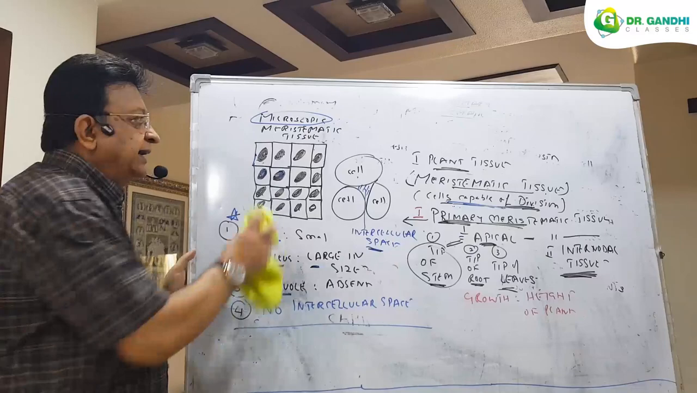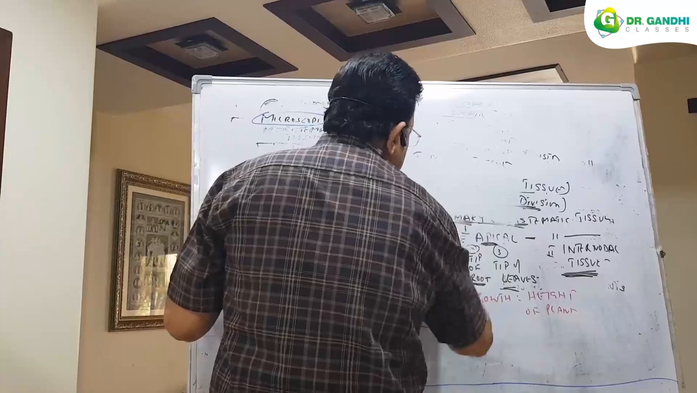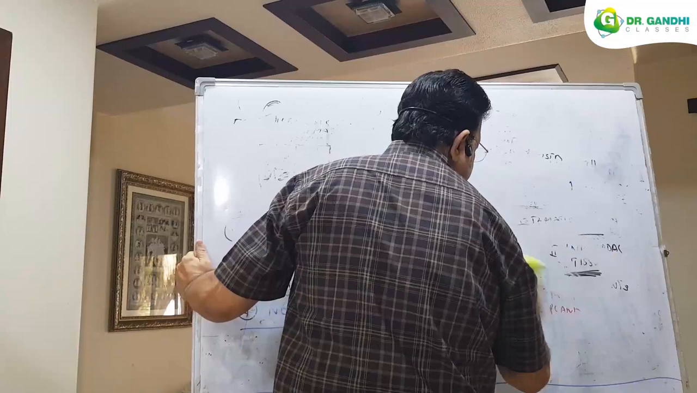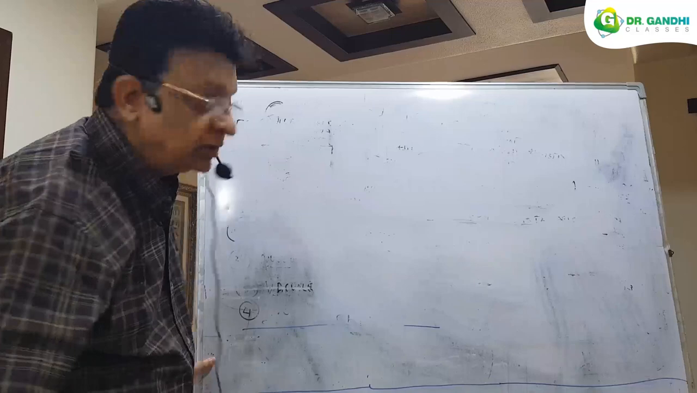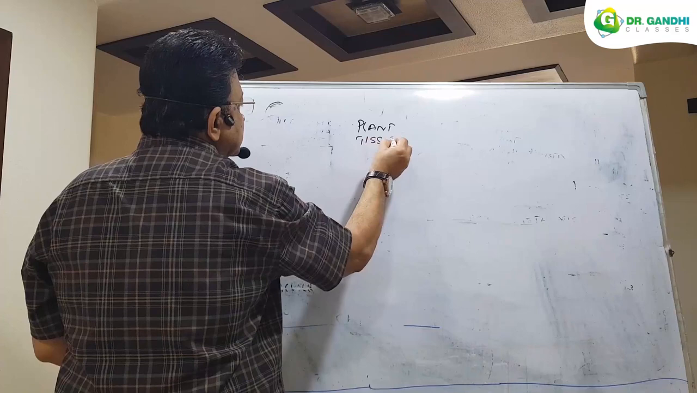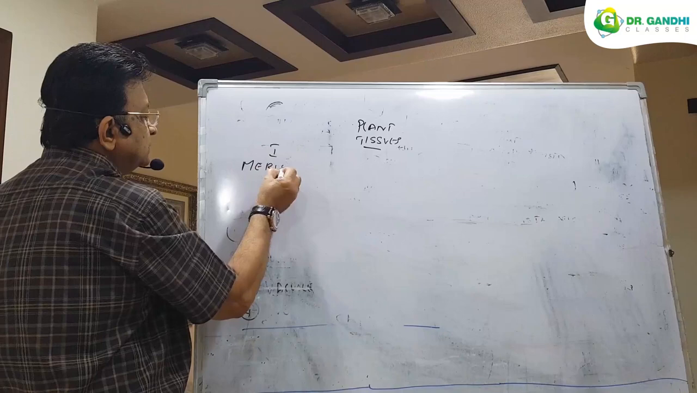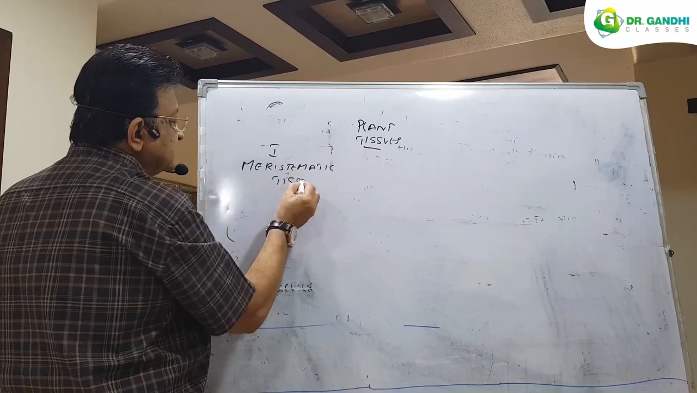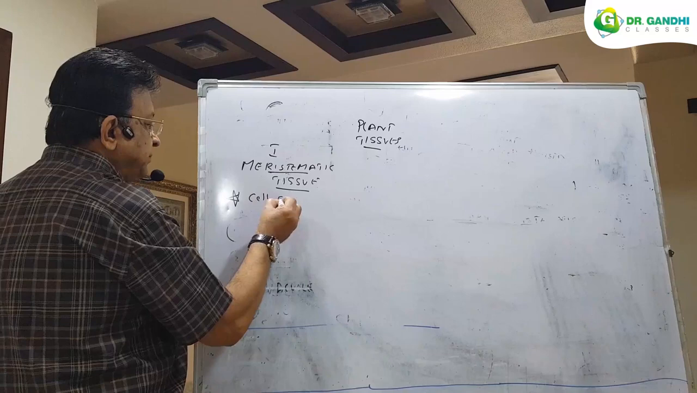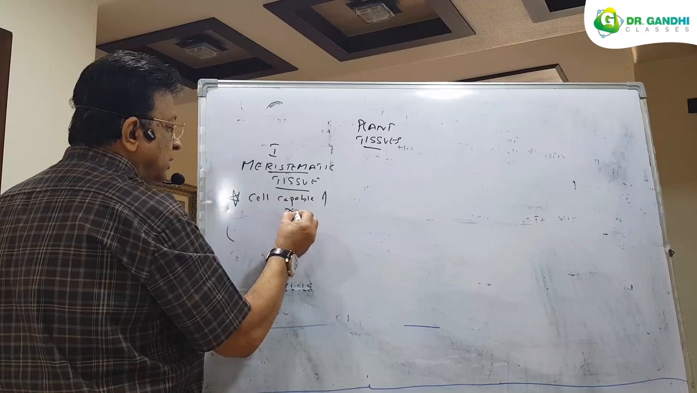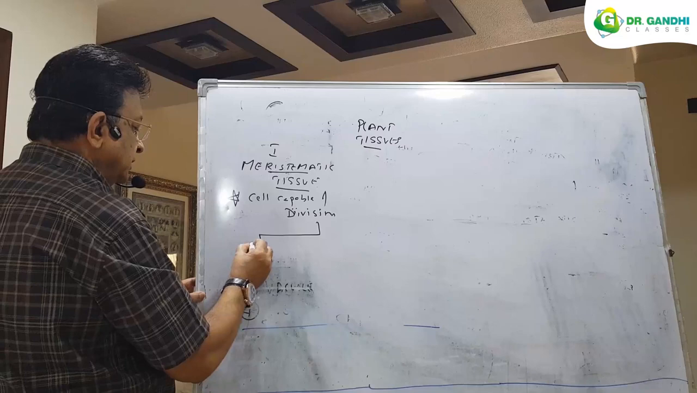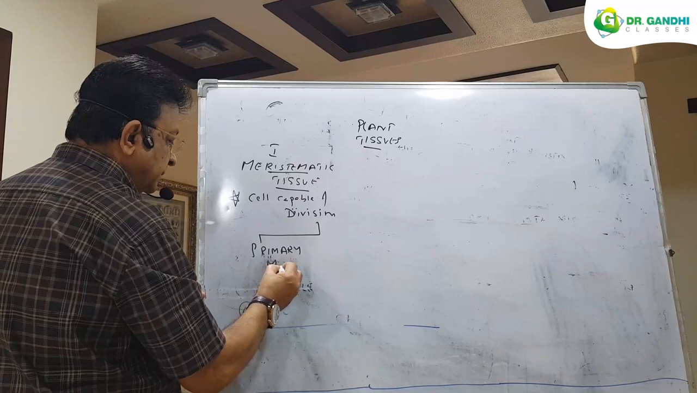We go to the other type of tissues. I will now write down the first one, and then create the other one. The second type of plant tissue. There are only two. I'll begin now. The study of plant tissues. The first one then is meristematic tissue. What is its characteristic feature? Cells are capable of division. How many types were there? Primary meristematic tissue, secondary meristematic tissue.